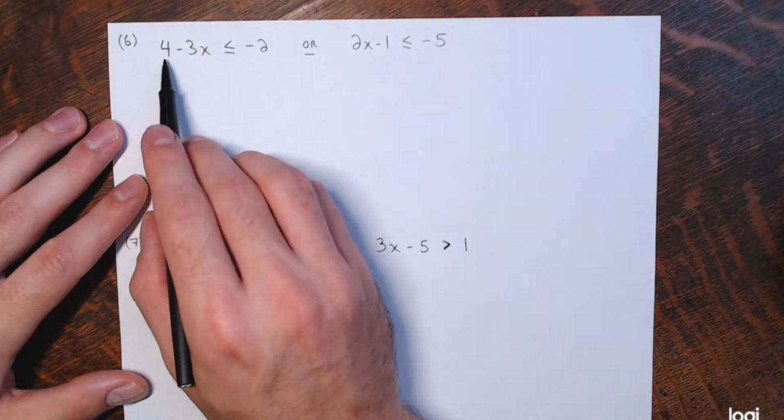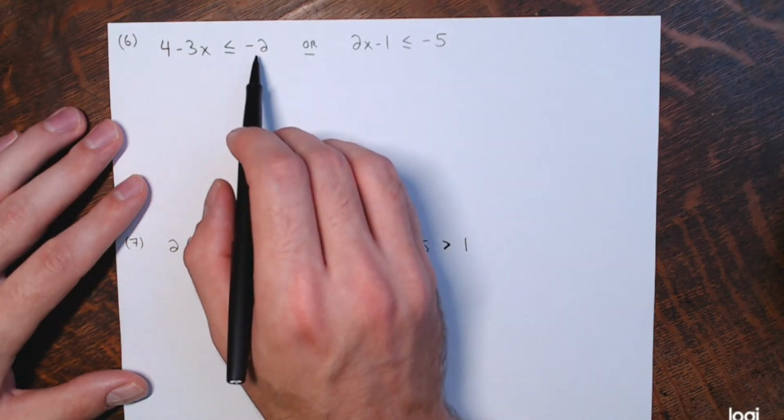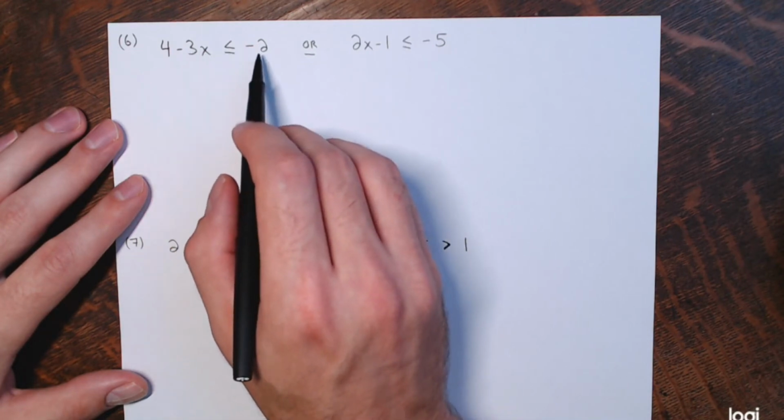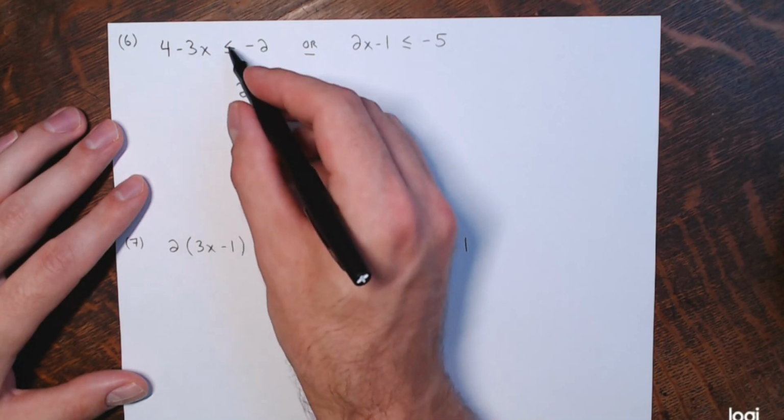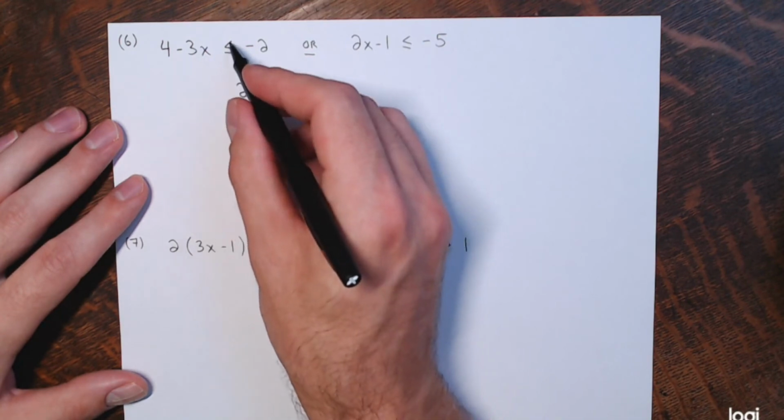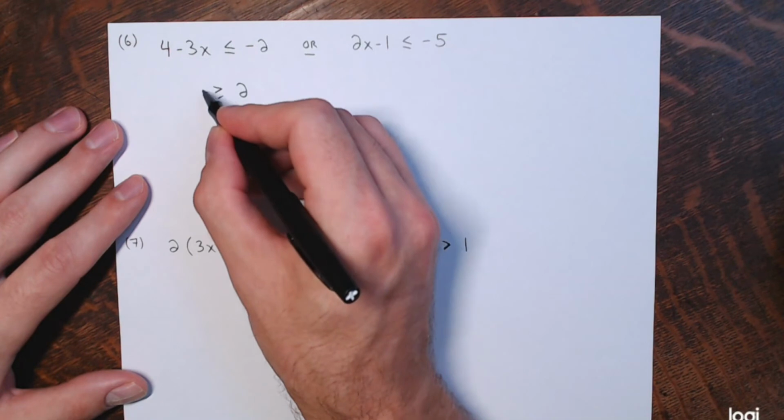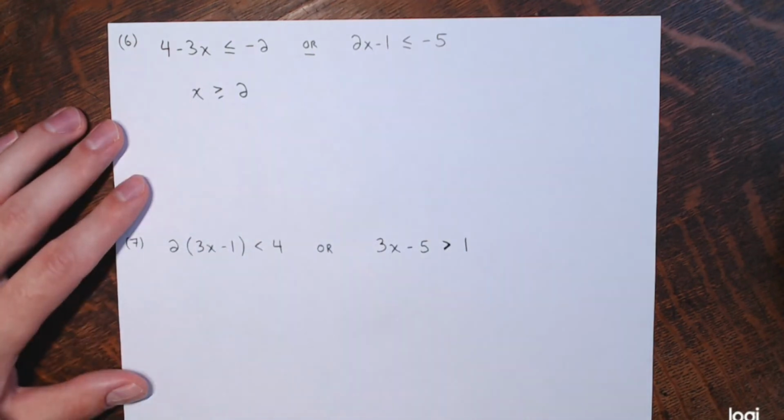So this one I would subtract the 4, and it would give me -6 on the right. And then dividing by -3 would give me +2 on the right, and flip the symbol because I divided by -3. So less than or equal to becomes is greater than or equal to. Alright, so the numbers that satisfy that first inequality are the numbers greater than or equal to 2.